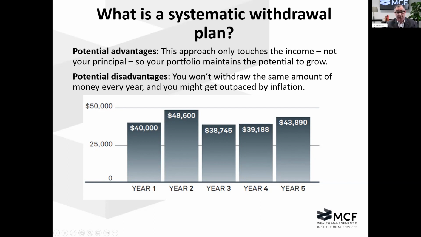Great way to do it if you can, because you're not going to run out of money. You're only living on the earnings that it has. So the approach only touches the income, which is great, not your principal. So your portfolio should, in theory, be able to maintain itself pretty well. Disadvantages are you're not going to withdraw the same amount all the time. You're just not. And you might get outpaced by inflation. It'll take a while, but you'll get outpaced by inflation at some point in time. So you might need to switch from that as well.